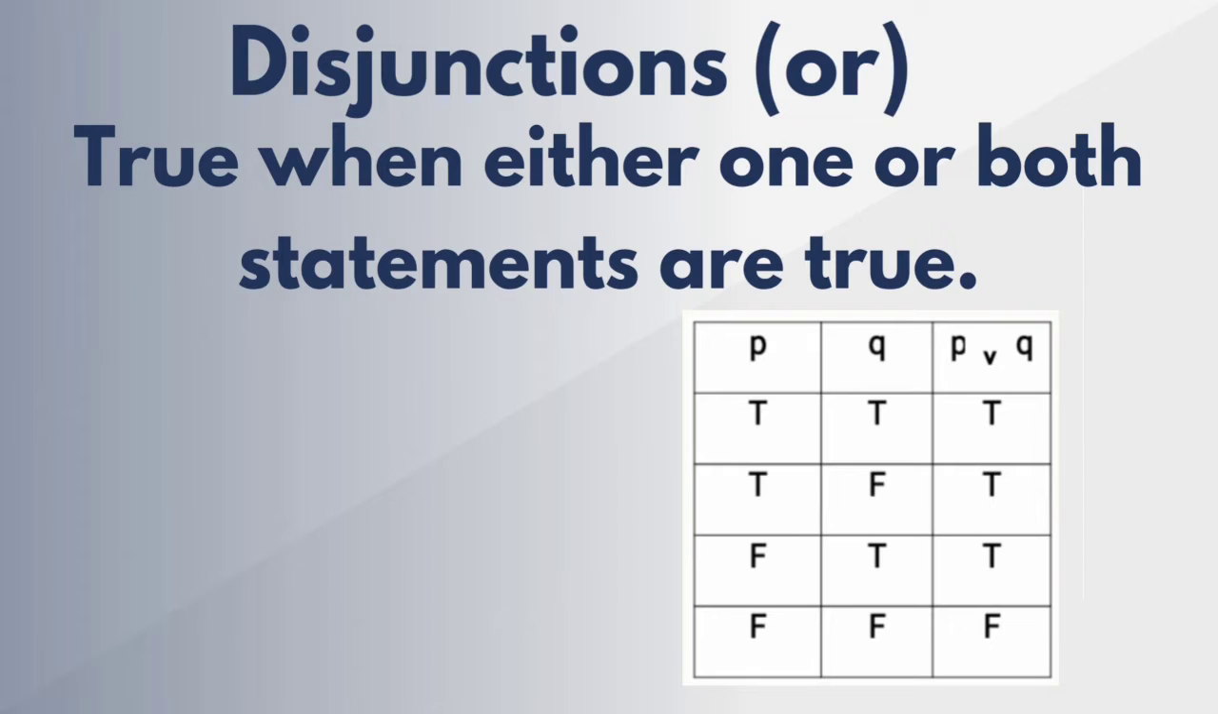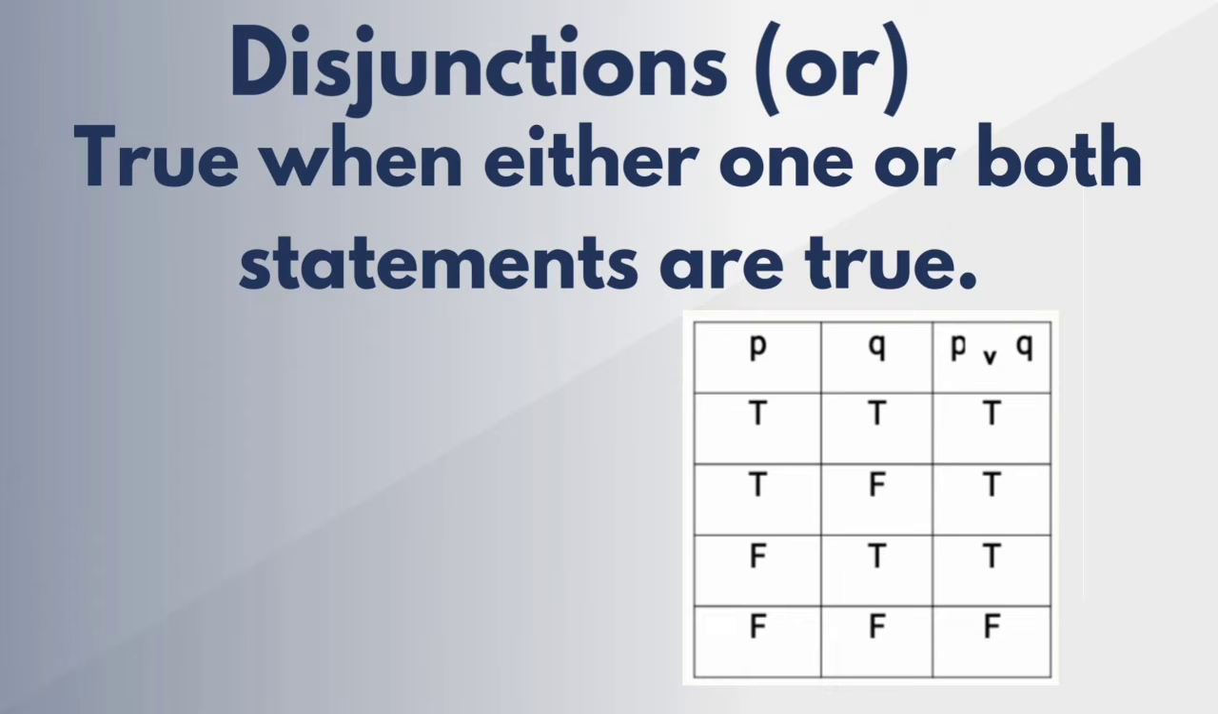Disjunction. Disjunction means OR. Disjunctions are true when either one or both statements are true.